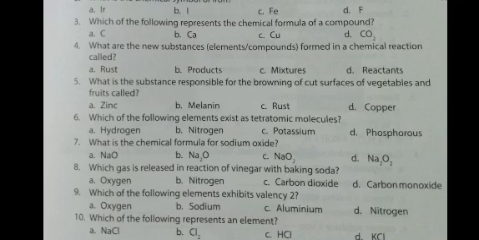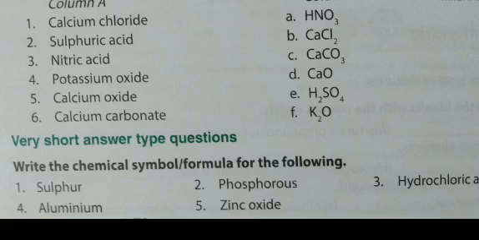Question 4, what are the new substances or elements or compounds formed in a chemical reaction called? B, products. 6, which of the following elements exist as tetraatomic molecules? It will be option D, phosphorus. Number 7, what is the chemical formula for sodium oxide? Option B, Na2O. Number 9, which of the following elements exhibits valency of 2? So it will be option A, oxygen. Question 10, which of the following represents an element? Right option will be B, Cl2.